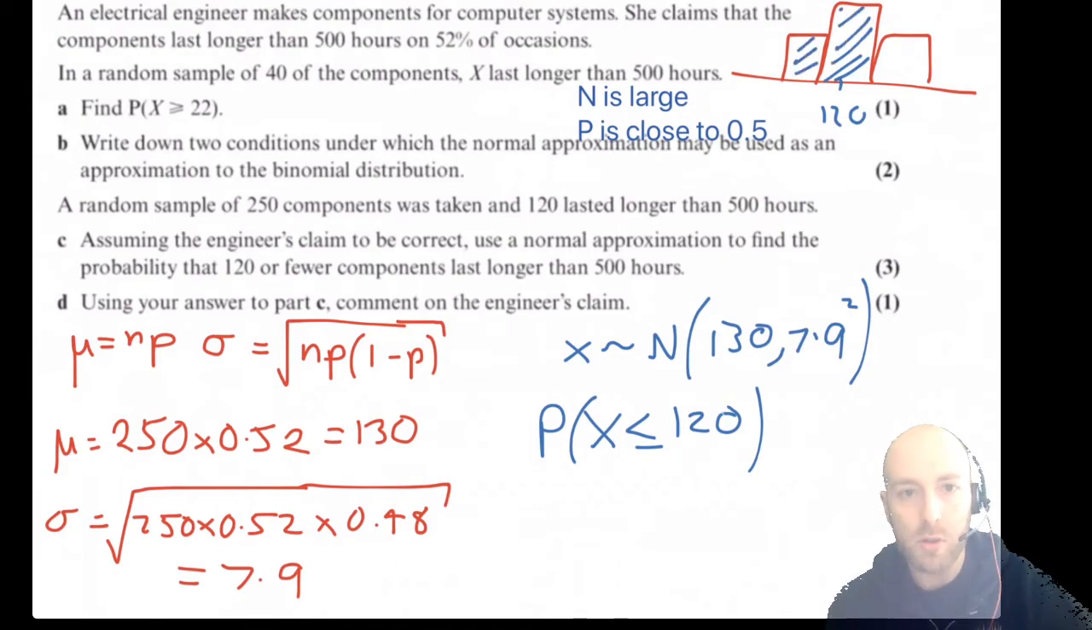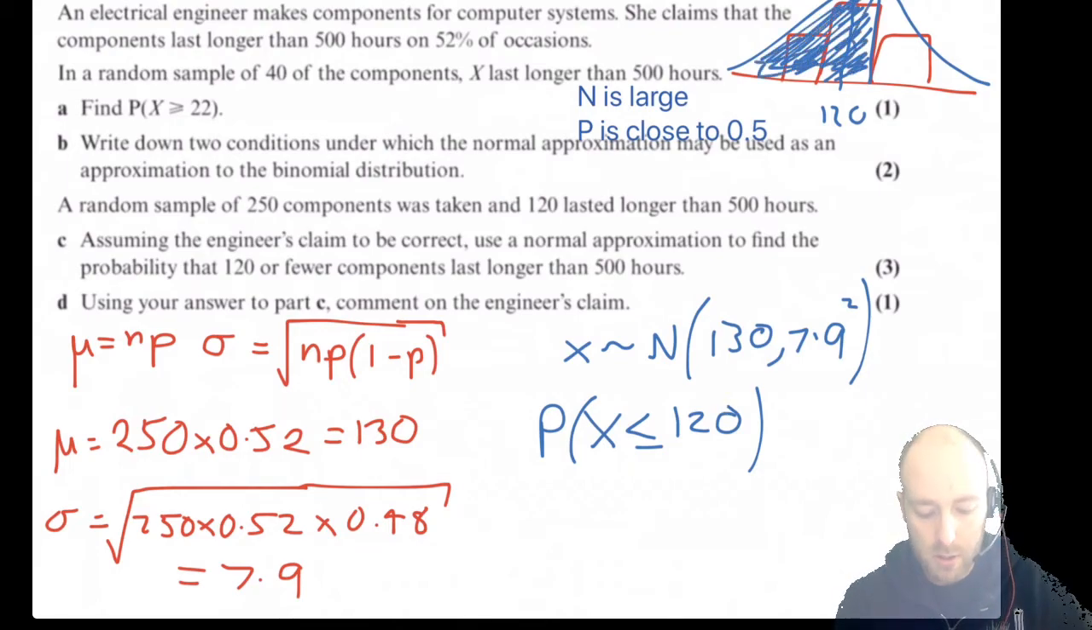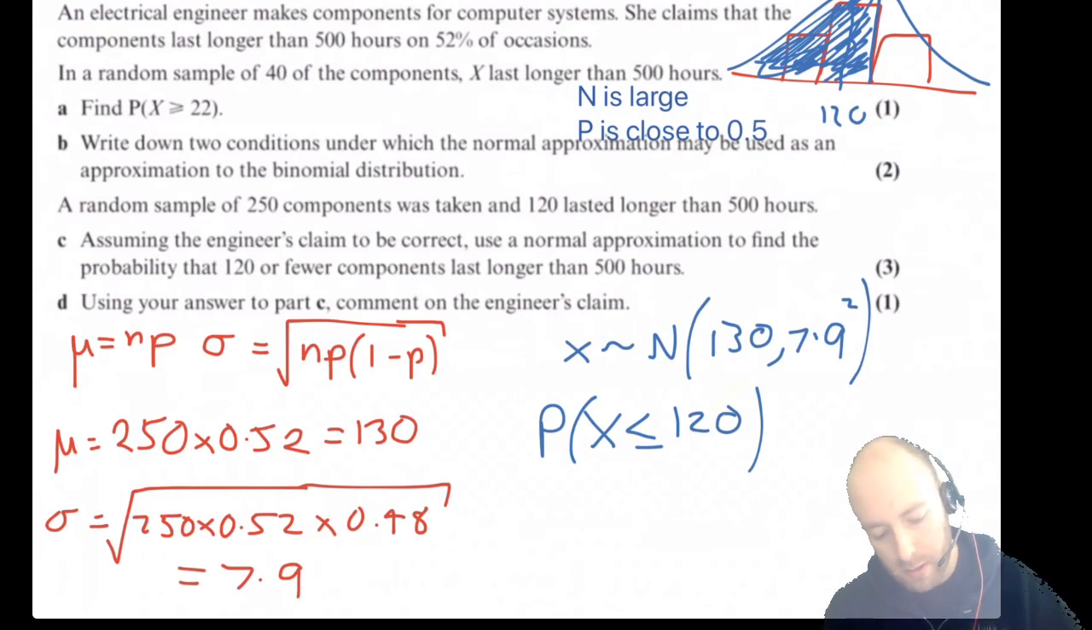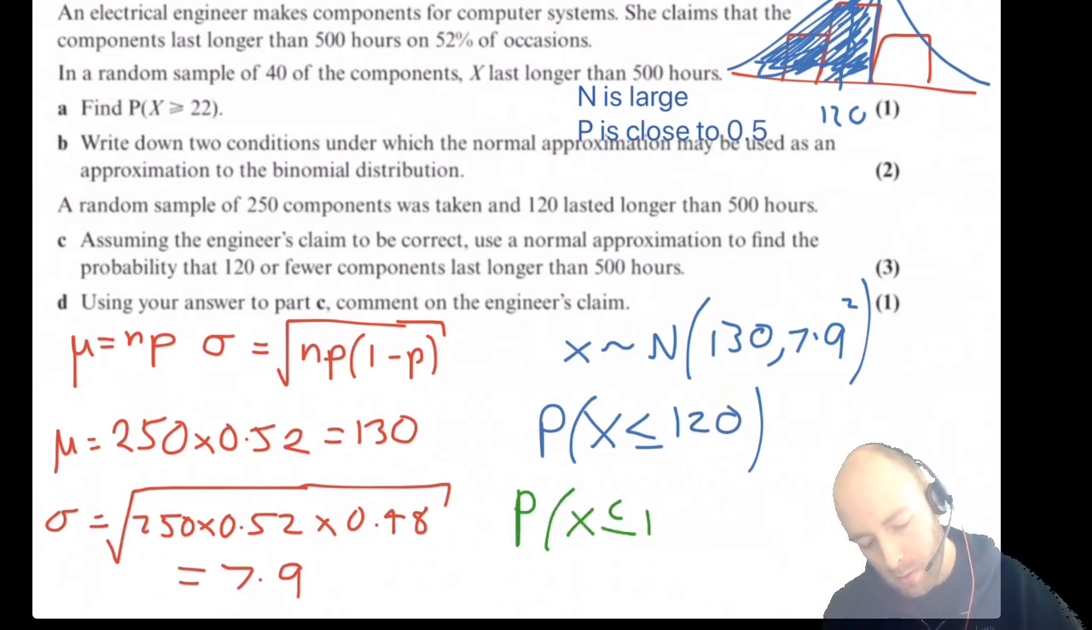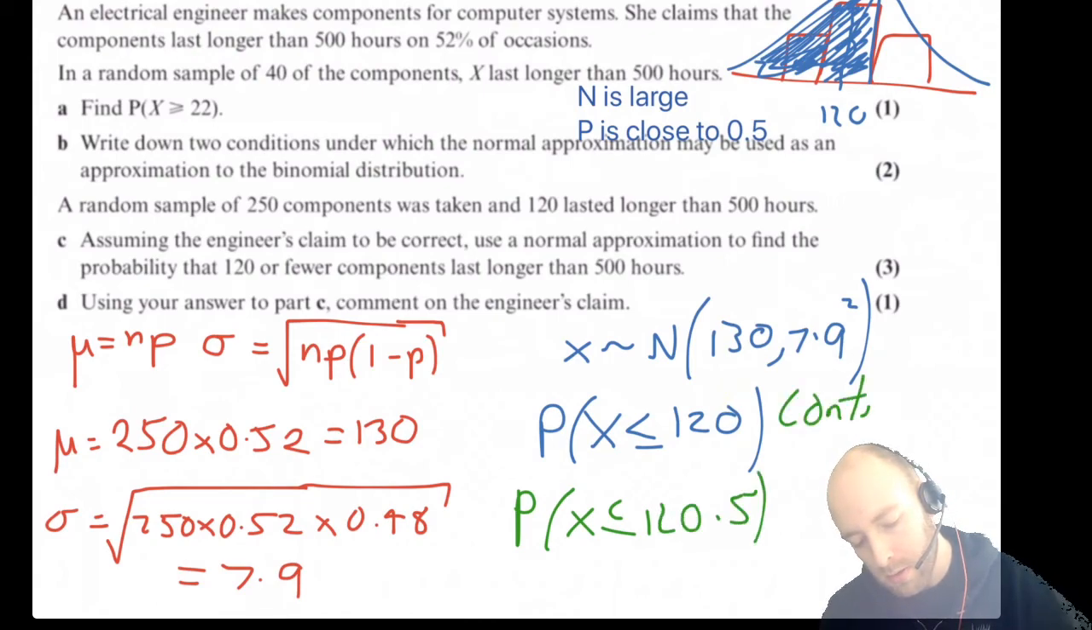Now the normal distribution won't do that. The normal distribution would cut it off at 120. So we want to go really from 120.5 so that we include all of the shaded area. So we're going to do on the calculator, probability x is less than or equal to 120.5. Remember, that's a continuity correction.